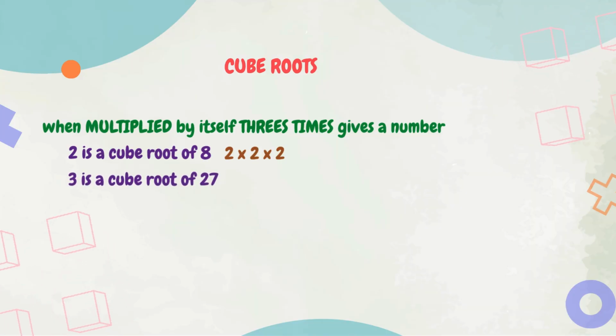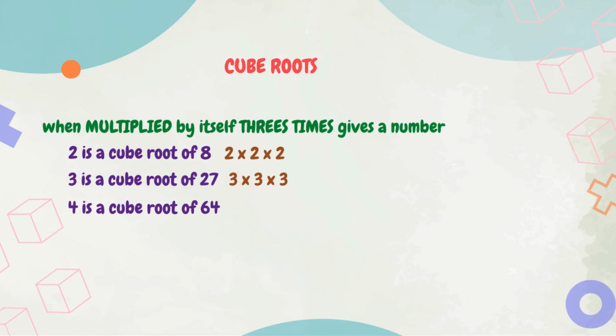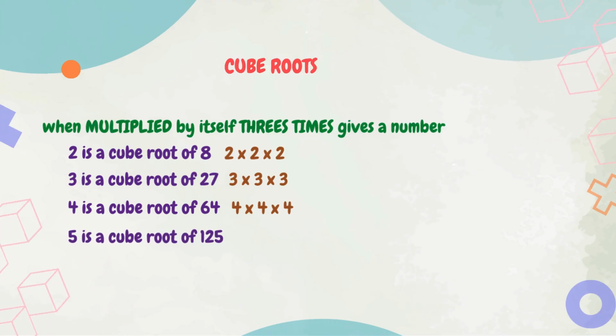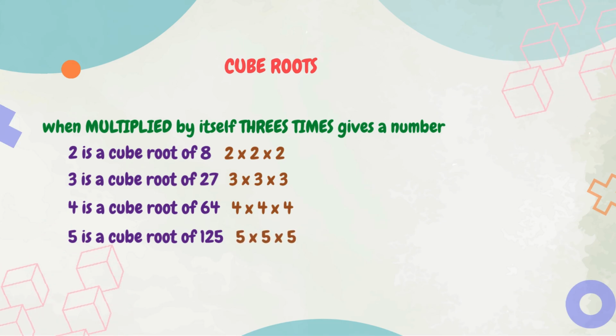3 is the cube root of 27, as 3 times 3 times 3 gives 27. Similarly, 4 is the cube root of 64, as 4 times 4 times 4 gives 64. And finally, 5 is the cube root of 125, as 5 times 5 times 5 gives 125.